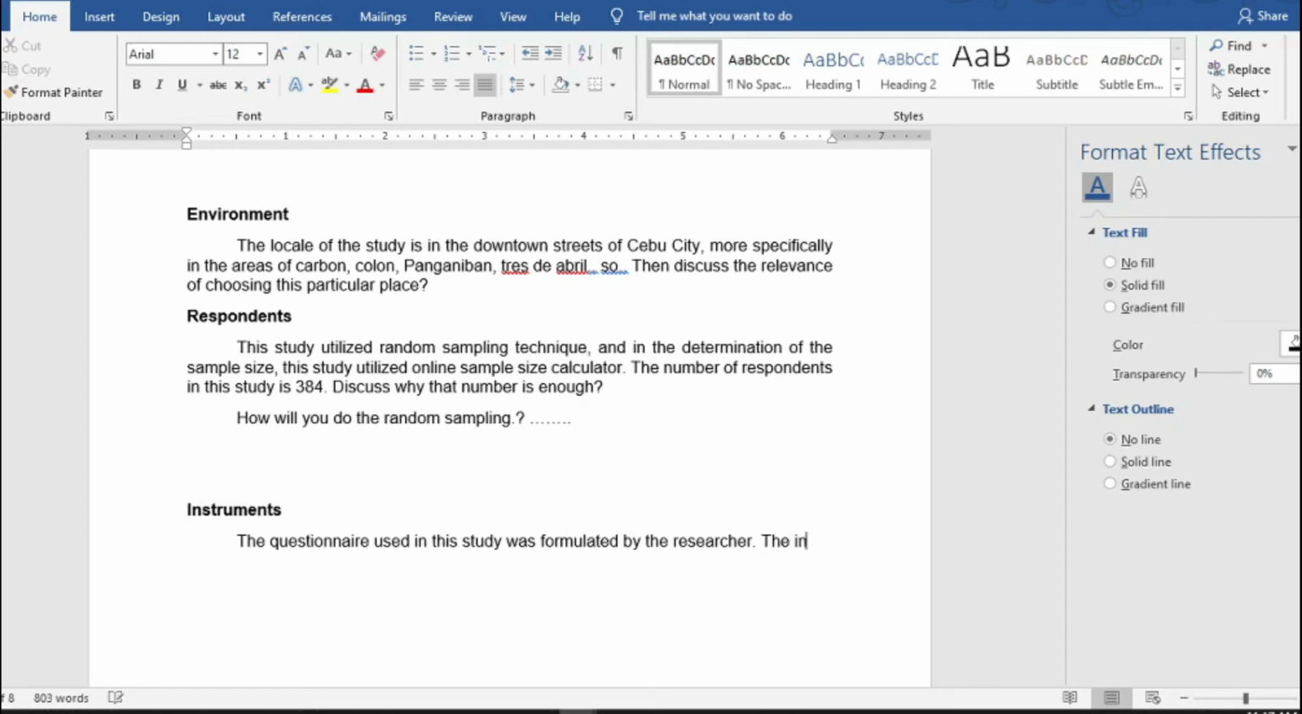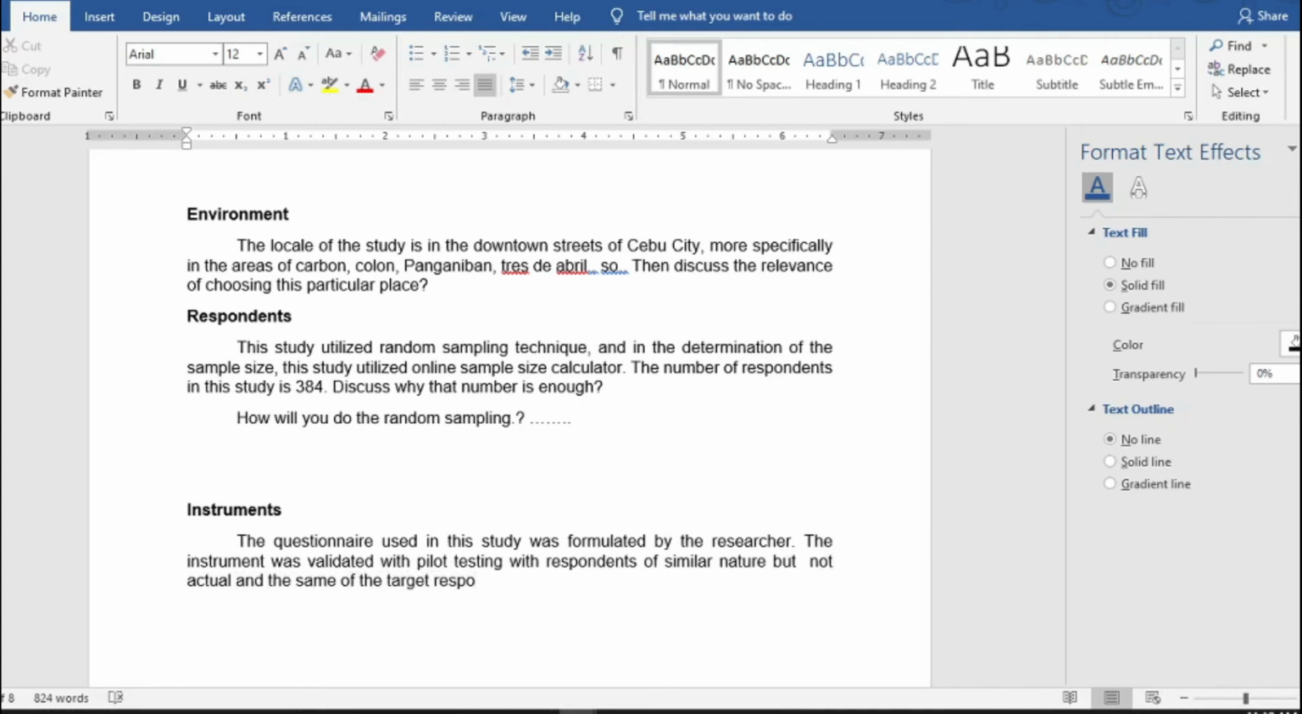The instrument was validated using pilot testing with respondents of similar nature but not the actual and the same as the target respondents.